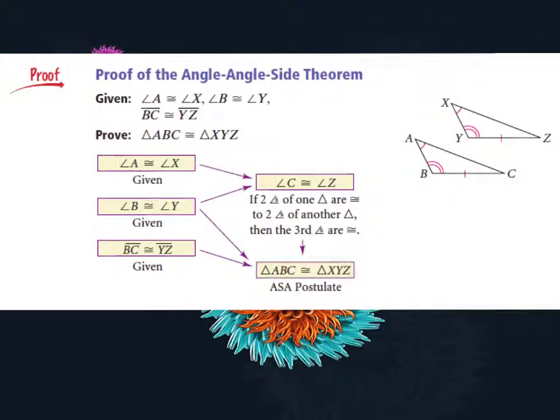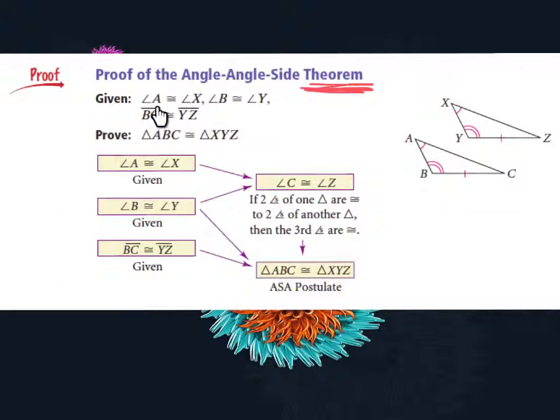Go ahead and pause the video. Make sure that you have all the information written down, not just on a piece of paper, but in your notes. And then go ahead and follow with what I'm doing here. So let's go through the proof of the angle, angle, side theorem. This is why it's called a theorem, because there's an actual proof for it. There weren't proofs for the postulates, but there's a proof for this theorem.